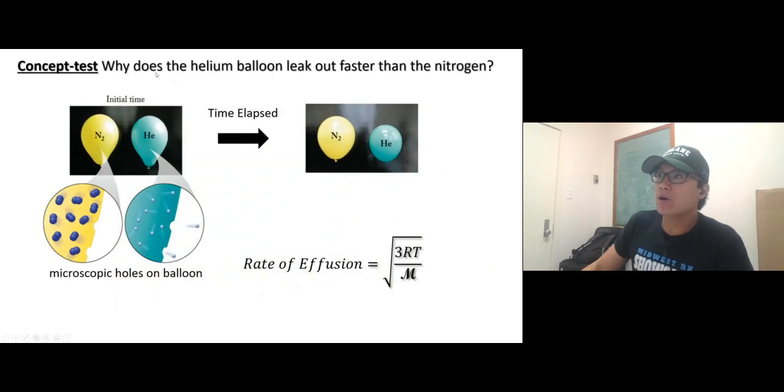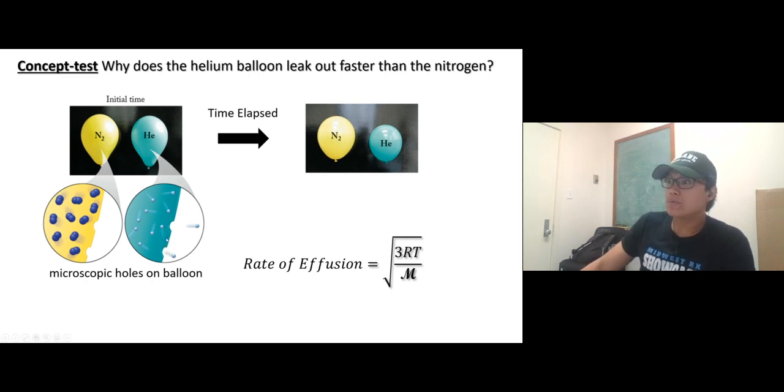All right. Concept test. Why does the helium balloon leak out faster than the nitrogen? So we have a nitrogen balloon and a helium balloon. Time passed, the helium balloon is smaller. Right. So it looks like, microscopically speaking, helium atoms move out from the balloon faster than nitrogen does.